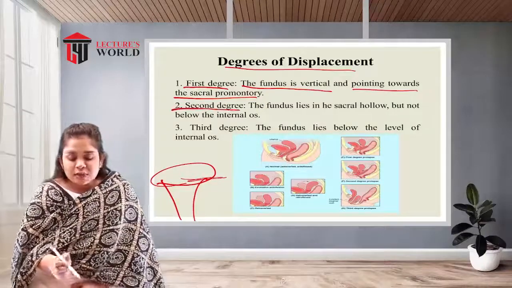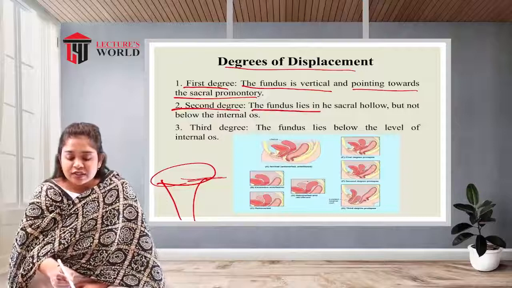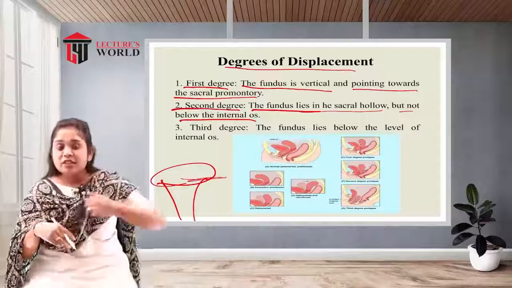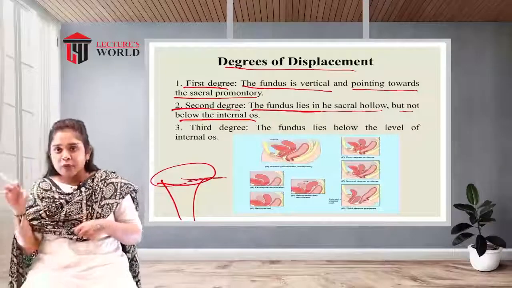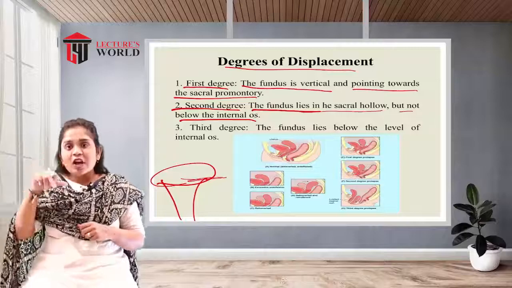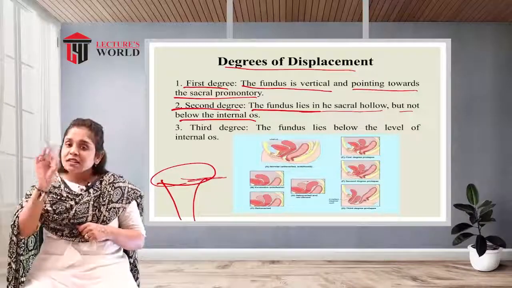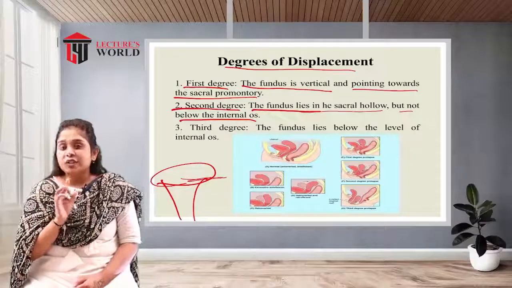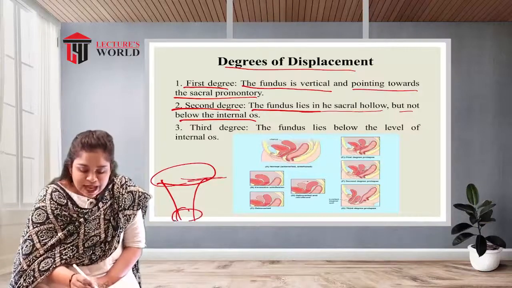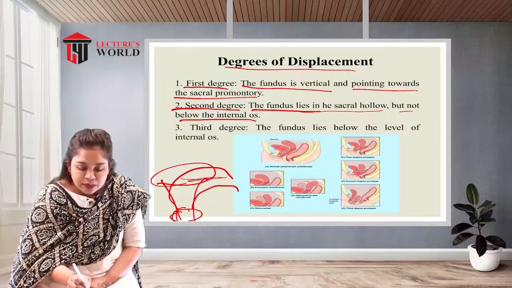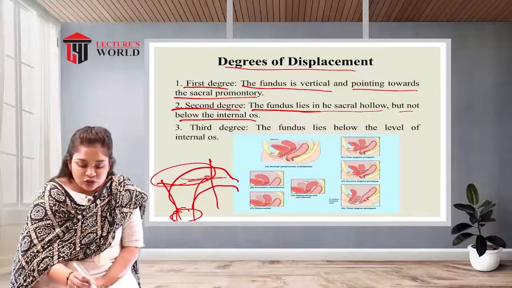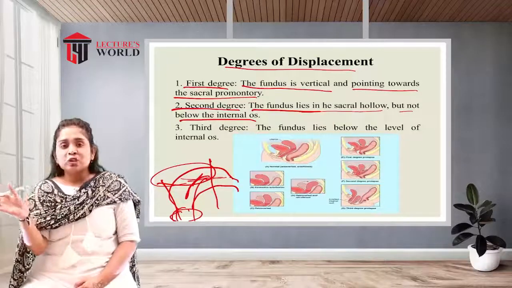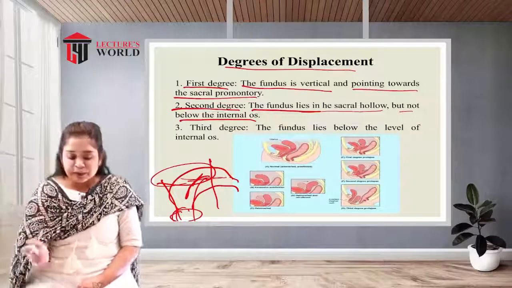Then we will talk about the second degree. The fundus lies in the sacral hollow but not below the internal os. It means that the fundus part will be backward, pointing towards the sacral hollow, where the sacral vertebrae are. But it is not below the internal os. It means this portion will be as it is, only this part will be bending backward. We can say the fundus part and a little part of the corpus will be nearby to the sacral vertebrae.